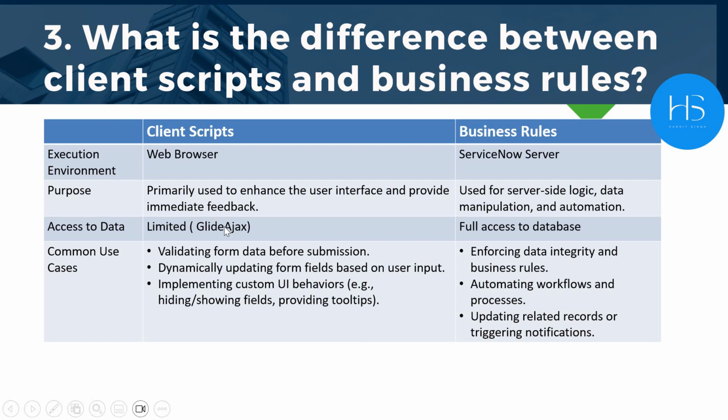However, you can use Glide Ajax to fetch data from the ServiceNow server, which is a separate topic. But you should say that we don't have access to ServiceNow server data, but we can fetch it using Glide Ajax. But in business rules, you have full access to the database. You can use GlideRecord to fetch that data, and if you are currently on that table, you can use current or previous.